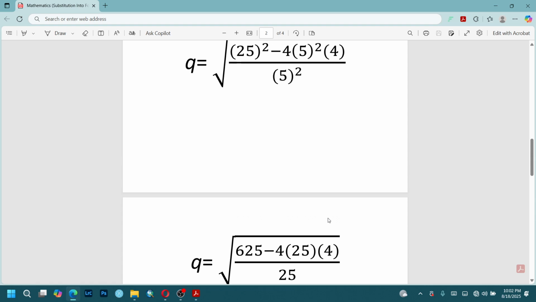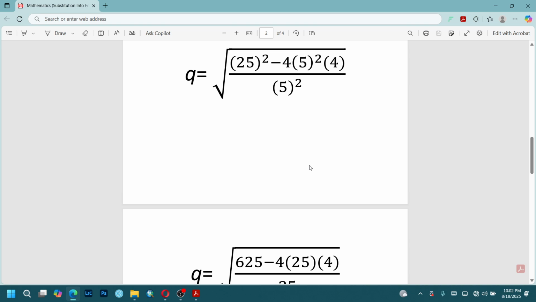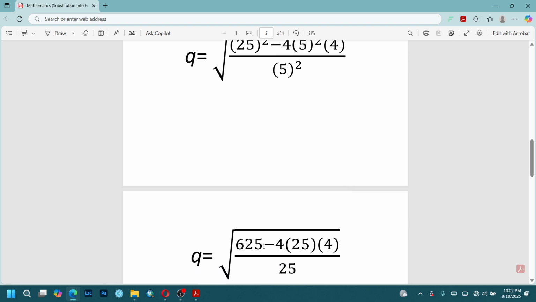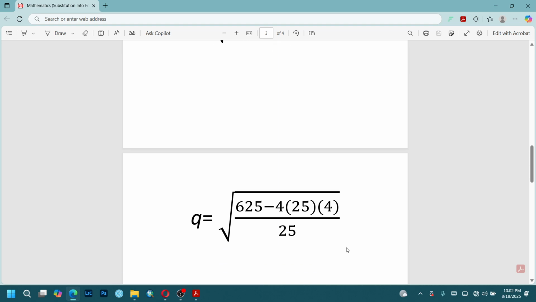25, because 25 square means 25 multiplying itself, or 25 twice itself, right? So 25 times 25 will give you 625. 5 square also means 5 multiplying itself, so that is 5 times 5, which would also give you 25. So we are going to have 625 minus 4 multiplying 25 multiplying 4 out of 25, right?